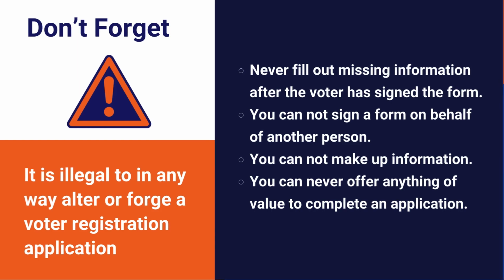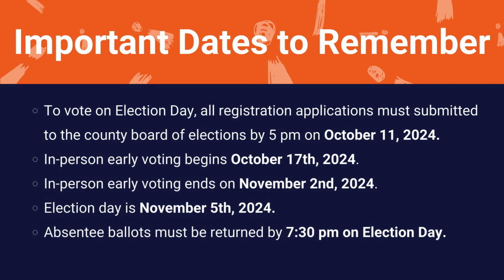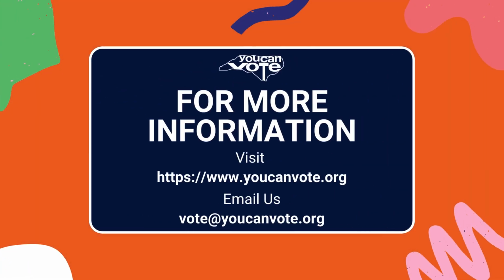And here are some important dates for this upcoming 2024 general election. To vote on Election Day, all registration applications must be submitted to the County Board of Elections by 5 p.m. on October 11th. In-person early voting begins October 17th, and in-person early voting ends on November 2nd. Election Day is on November 5th, and all absentee ballots must be returned by 7:30 p.m. on Election Day. And that is all, folks.